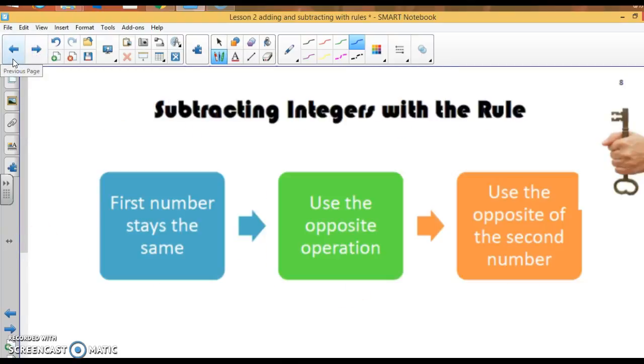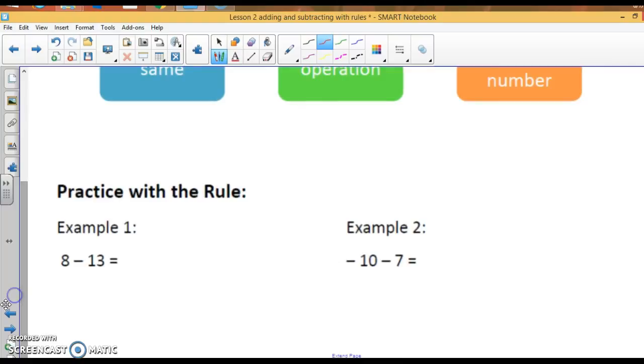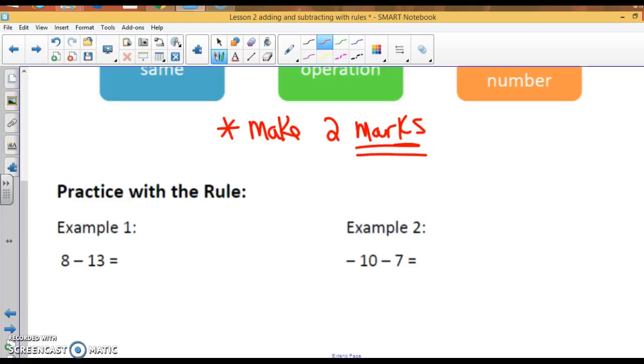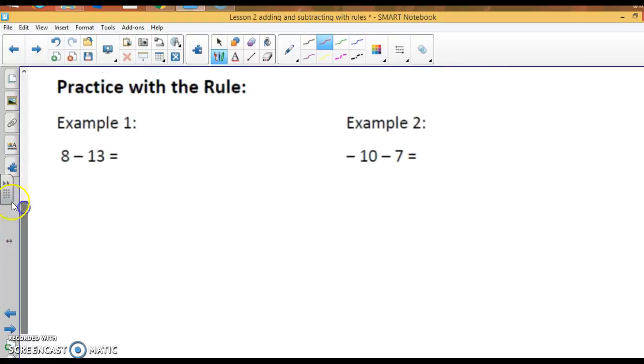All right, now let's move on to subtraction. You're going to follow these rules. You never touch the first number. The first number stays the same. Then we change subtraction to addition. That's the opposite. And then the opposite of the second number. We said we add the opposite. I like to say, write this down, make 2 marks. You are always going to do this. Make 2 marks.